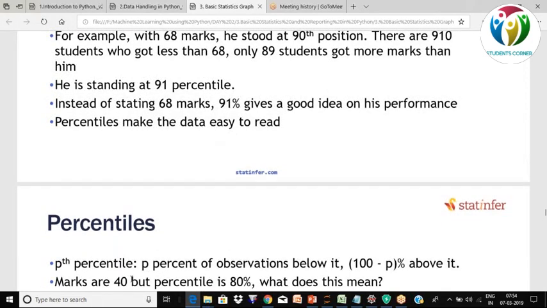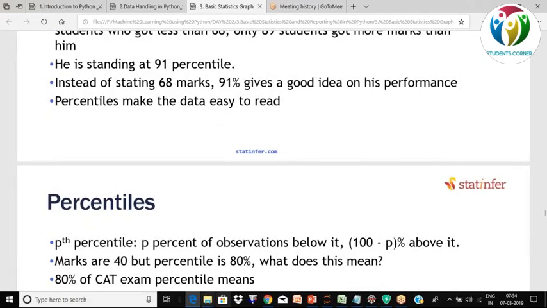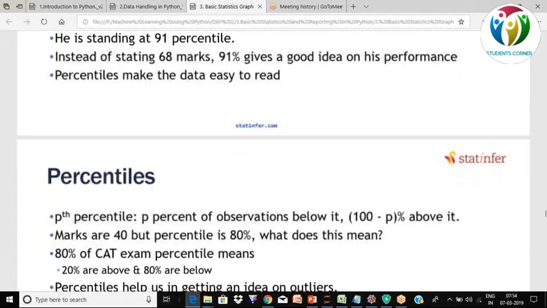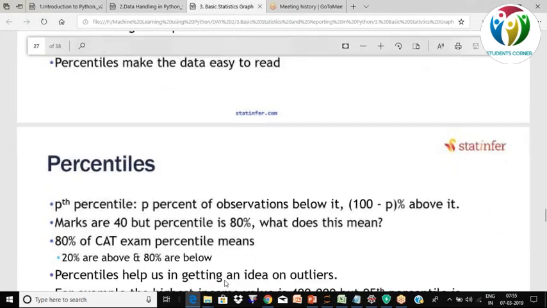Now, what I'm saying is marks are 40, but percentile is 80. What does this mean? This means 80 percentile in the exam, so 20% are above and 80% are below. Can we say that? If a student has scored 80 percentile, that means only 20% of the students are above him and 80% are below. That is what the percentile means.